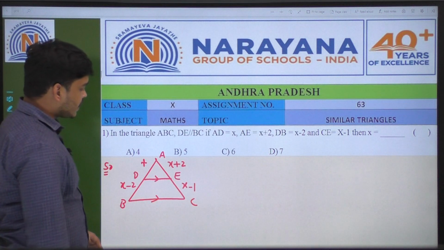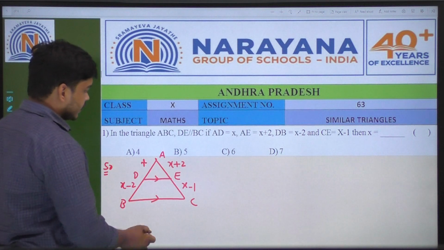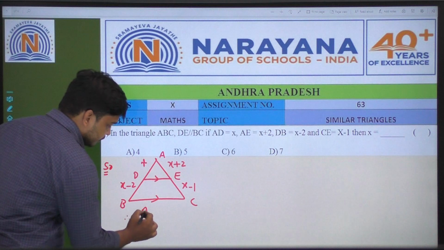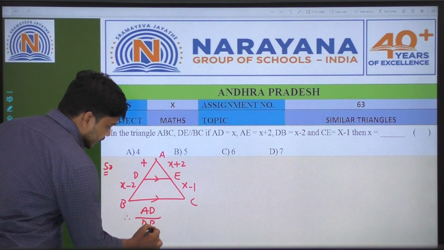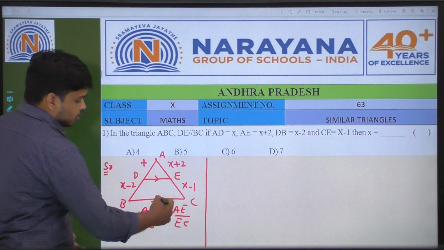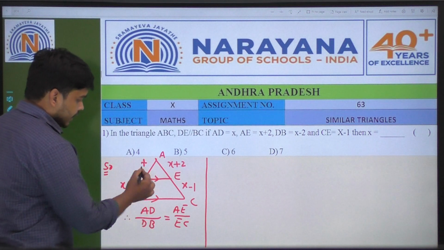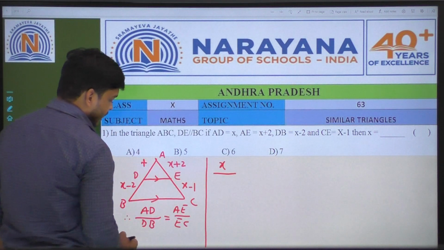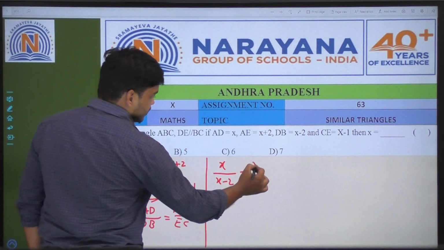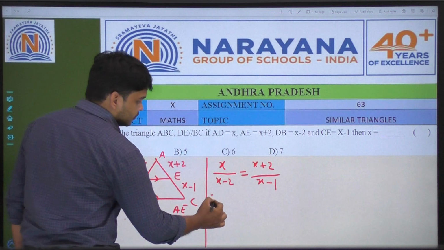Since DE is parallel to BC, by using the basic proportionality theorem, AD by DB is equal to AE by EC. Substitute all the values given in that ratio. AD by DB is equal to AE by EC. AD is X by DB, X minus 2, which is equal to AE, X plus 2, by EC, X minus 1. Do cross multiplication.